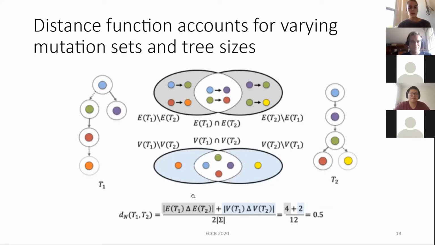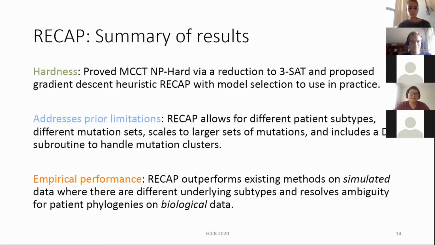In the numerator, we have the symmetric distance between the edge sets of two trees, and this is typically thought of as a parent-child distance, and it's pretty common. We also include the symmetric distance between the mutation sets of the two trees. And then we normalize this by an upper bound on the numerator, putting the distance between 0 and 1, which is helpful so that certain patient trees that are much larger don't ultimately dominate our optimization function.